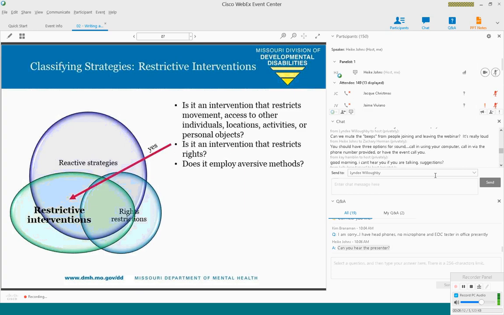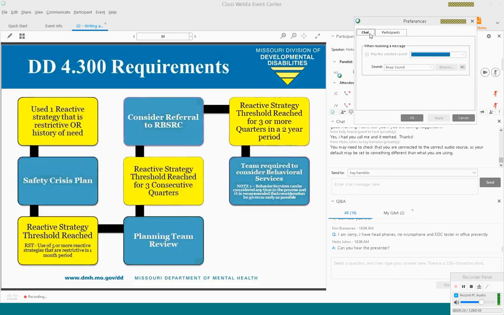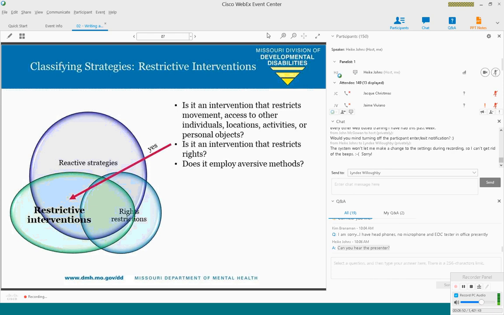So restrictive interventions, which again could be reactive but may not be reactive, questions you need to be asking yourself to determine: is this something that restricts somebody's movement? Is it something that restricts their access to other people? Is it something that restricts their access to locations? Is it something that prevents them from being able to do things they want to do or be able to have things they want to have? So, for example, if somebody has limited access to a phone or not access at all, that would be a restriction. Does it restrict their rights in any other way? And does it employ aversive methods? If the answer to any of those questions is yes, then this is a restrictive intervention.